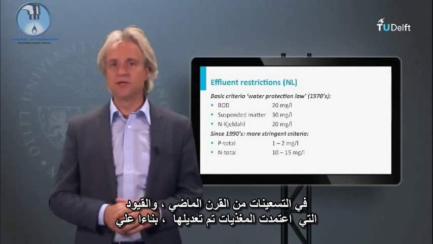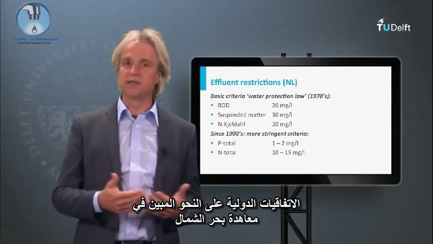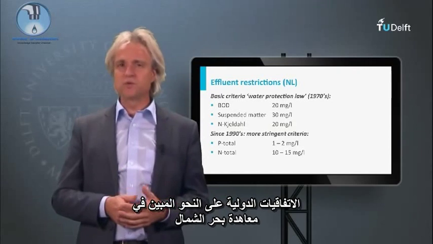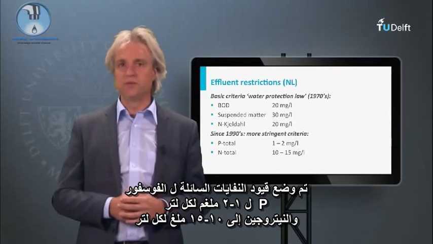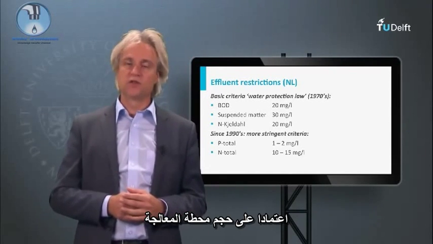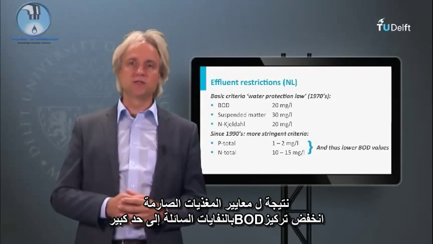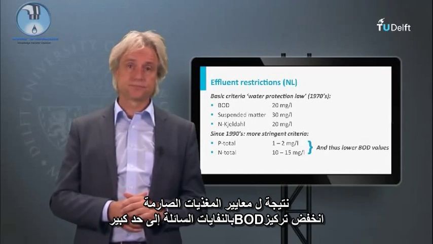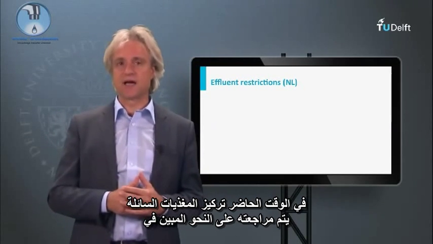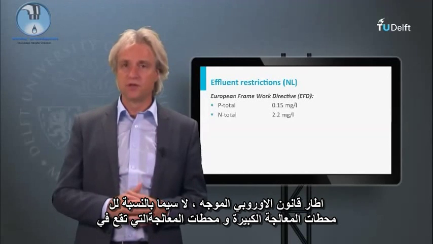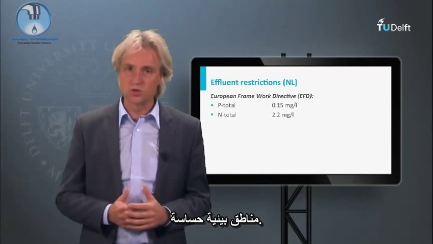In the 80s of the past century, restrictions for nutrients were adopted, resulting from international agreements as outlined in the North Sea Treaty. Effluent restriction for phosphorus was set to 1 to 2 mg P per liter and nitrogen to 10 to 15 mg N per liter, depending on the size of the treatment plant. As a result of the stringent nutrient criteria, the effluent BOD concentrations dropped considerably. At present, the effluent nutrient concentrations are revisited as outlined in the European Framework Directive, particularly for large STPs and those STPs located in ecologically sensitive zones.